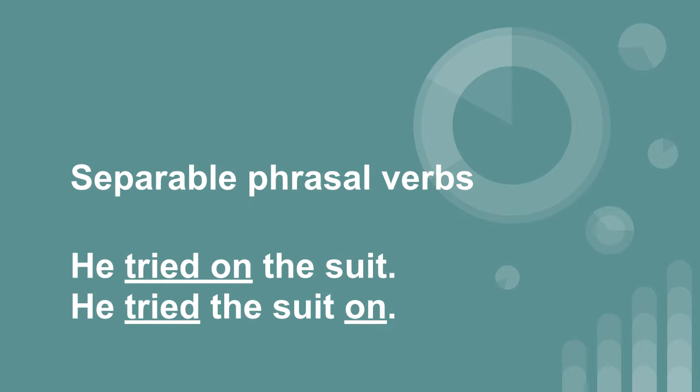To add to the confusion for EL students, phrasal verbs can be separable and non-separable. With separable phrasal verbs, the particle can float when the object is a noun. We can say, he tried on the suit, or he tried the suit on. Both sentences are grammatically correct and convey the same meaning.